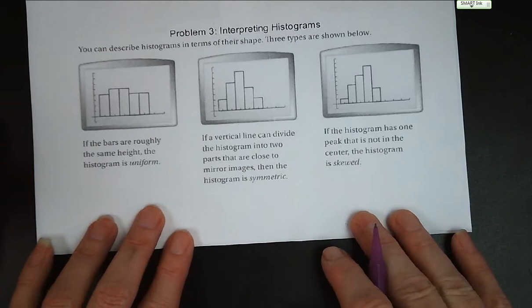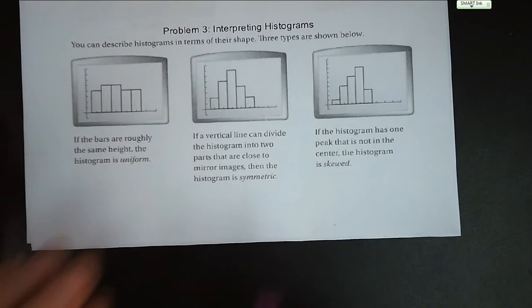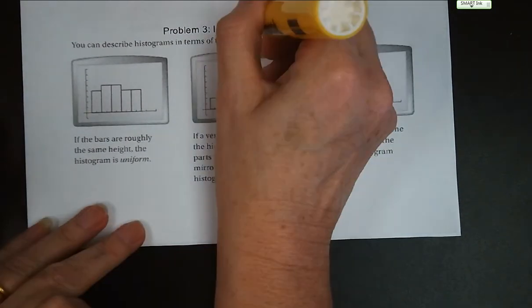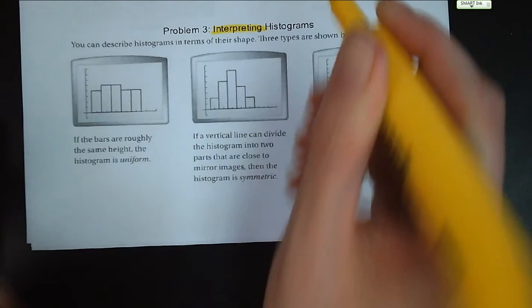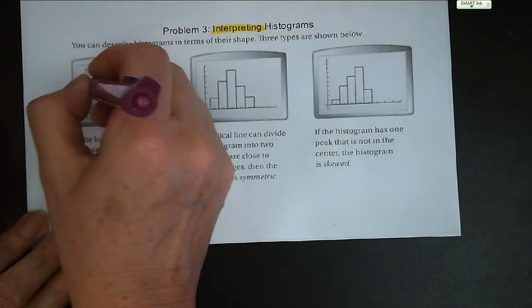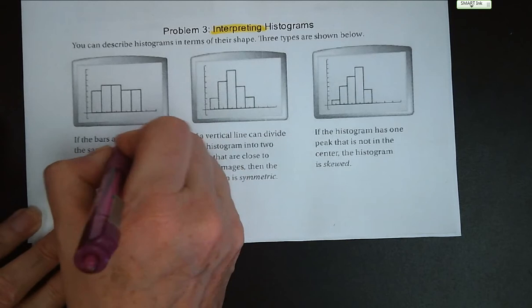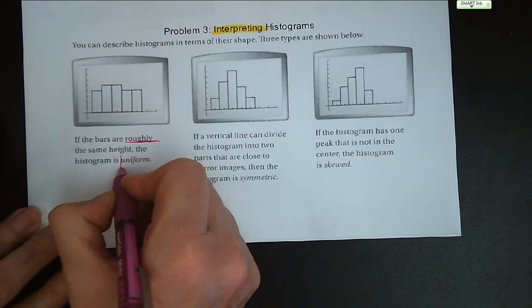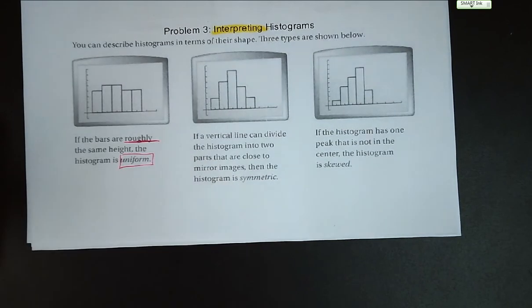All right. So problem 3 is interpreting histograms. So we're going to describe what we are seeing in terms of the shape of the histograms. So in the first window there, you see a graph where roughly the bars are the same height. So do they have to be exactly the same height? No, they just have to be close to the same height. So if 1 or 2 or maybe 1 data point is higher or lower, that's okay. It's going to be uniform.